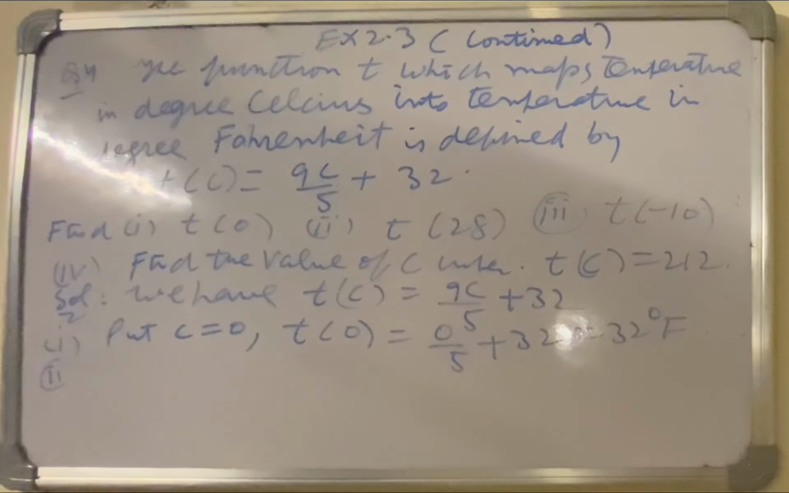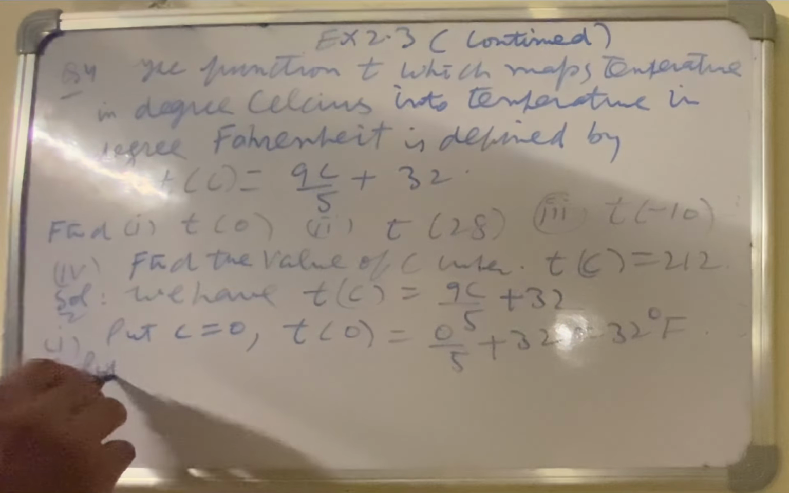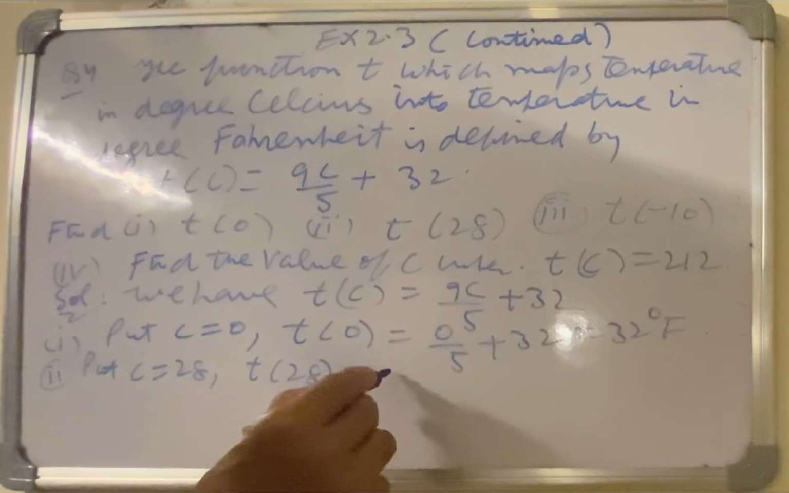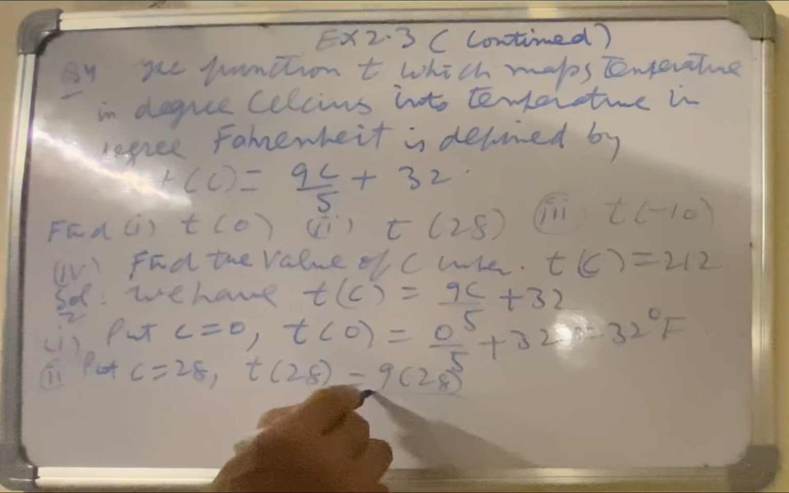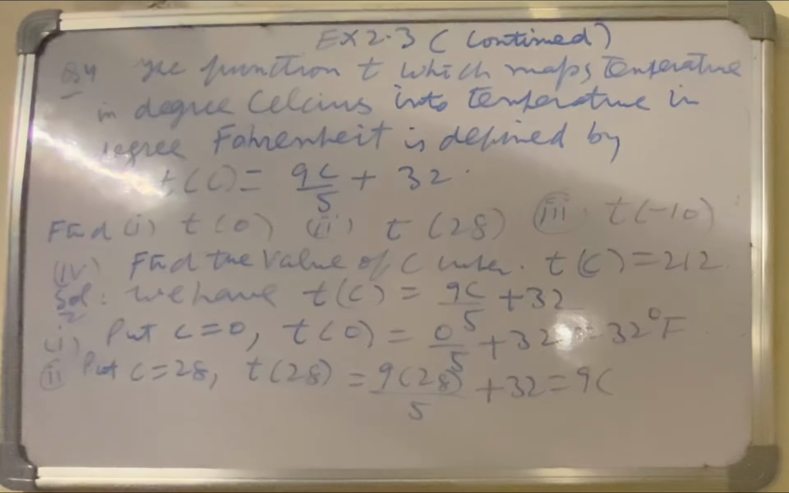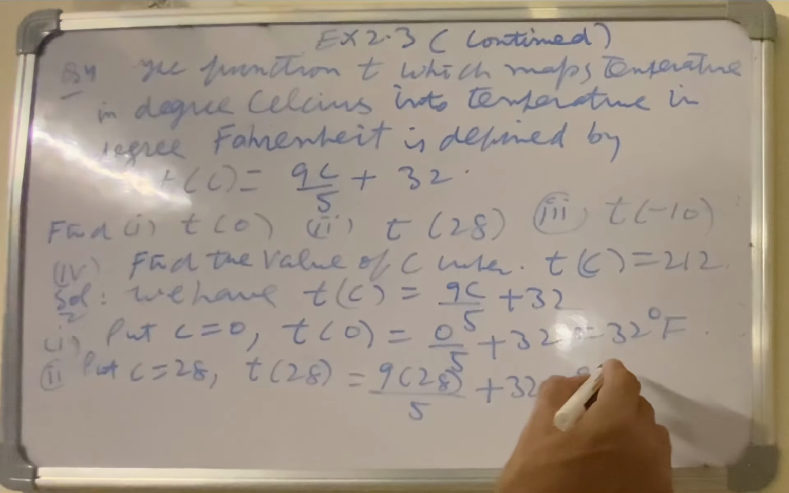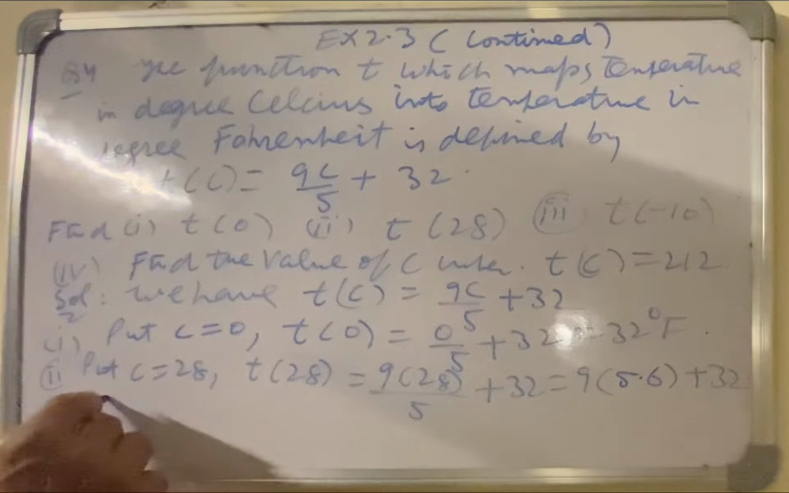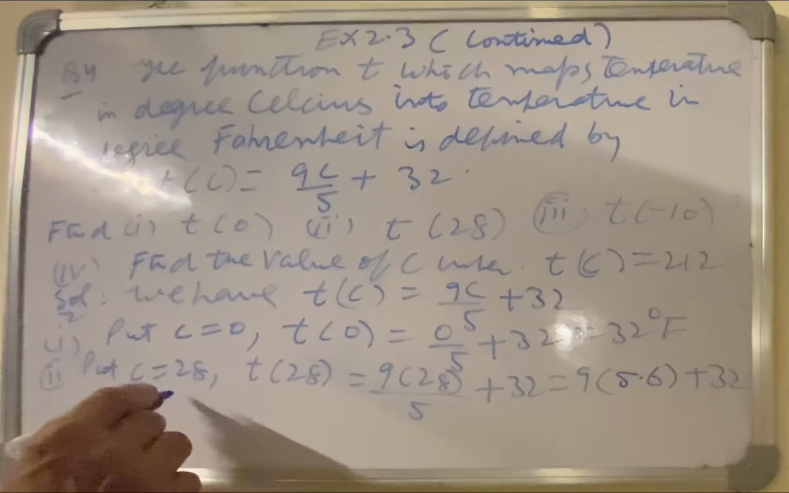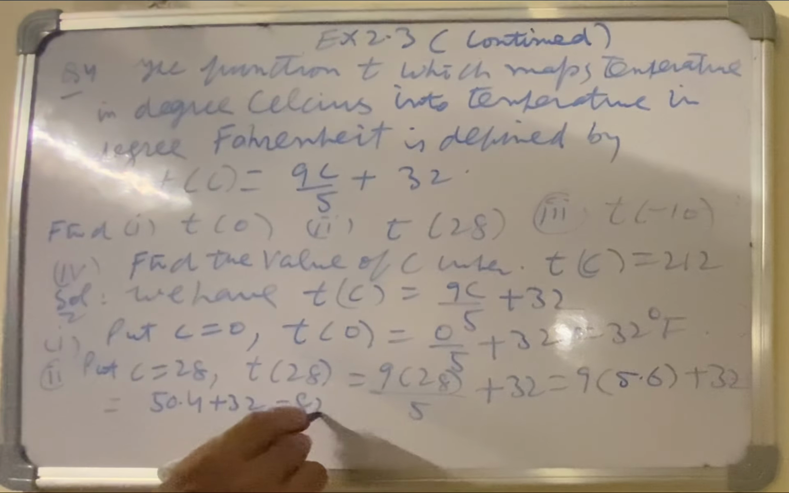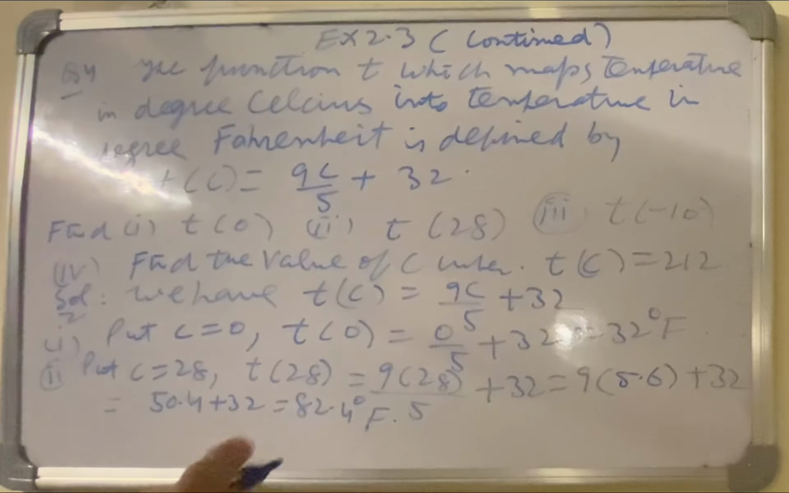Second part, to get T(28), we shall put C is equal to 28. We get T(28) is equal to 9 into 28 over 5 plus 32, which is equal to 9 into, we can divide 28 by 5, which is 5.6, plus 32. So we multiply this. It is 50.4 plus 32 is equal to 82.4 degrees Fahrenheit.